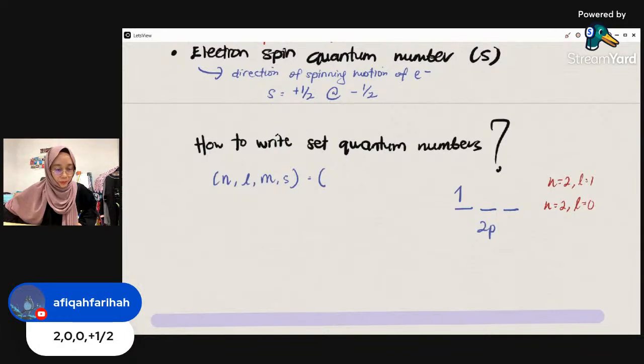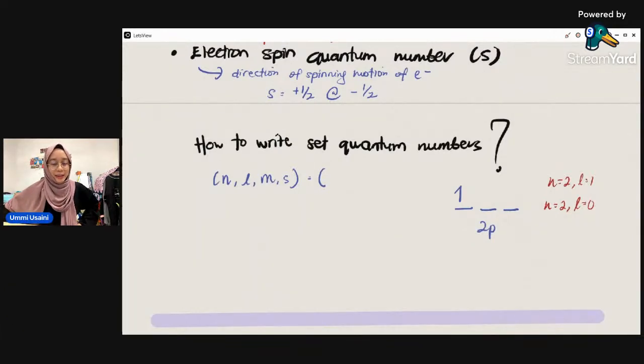Who is actually correct? Safwan says 1. Zoy says 1. Alright, so the correct answer is the one above. L equals 1. How exactly do we know it is 1? Because it is 2p, P. If it is a p orbital, it means the value of L equals 1. So Afiqah, be careful. 2, 0 refers to 2s, not 2p. So here we have 2, 1.